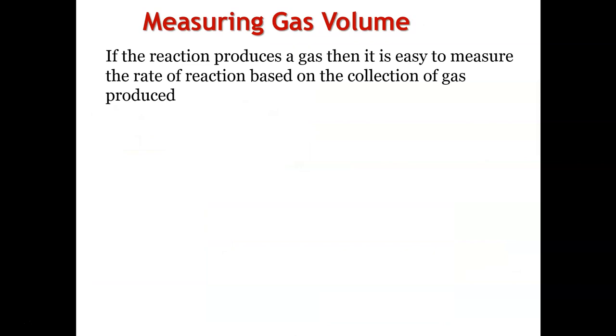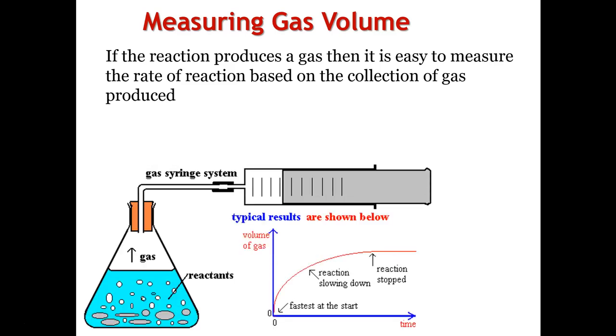So we could measure gas volume. If the reaction produces a gas, then it's easy to measure the rate of reaction based on the collection of gas. So what we would set up is an apparatus like on screen where we've got the flask, we've got our reactants in, and we're basically collecting that gas, and the gas is going to push a syringe, and it will give us a reading on the syringe. We'll be able to calculate the amount of gas that's in the syringe by those notches, those graduations on the syringe.